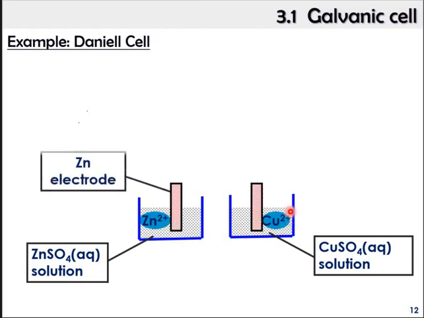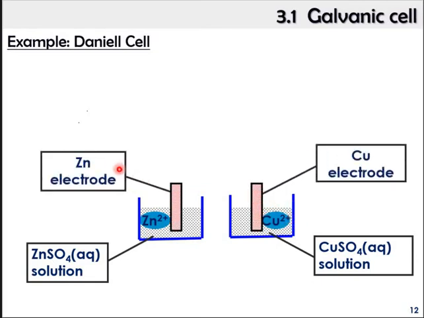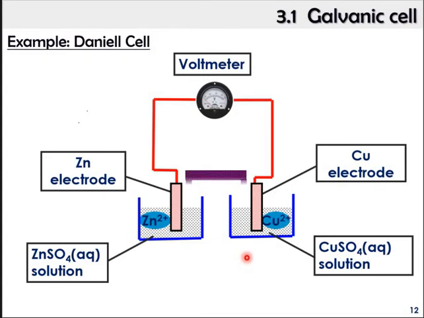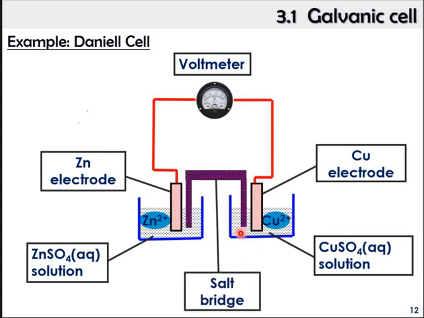Alright, so we have two electrodes, okay, zinc electrode and copper electrode, and then wire, and we have voltmeter. And after that we have salt bridge. Okay, salt bridge ni ada solution juga di dalam ni. And the electron flows from anode to cathode.